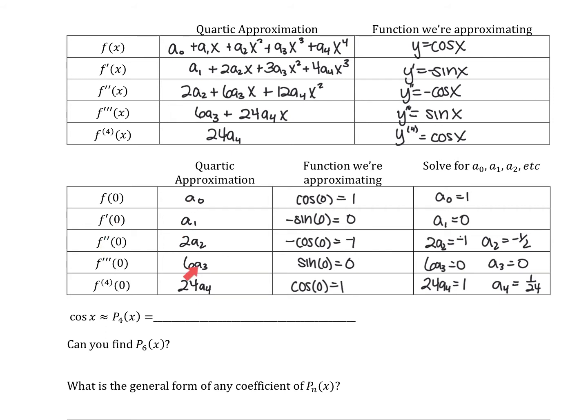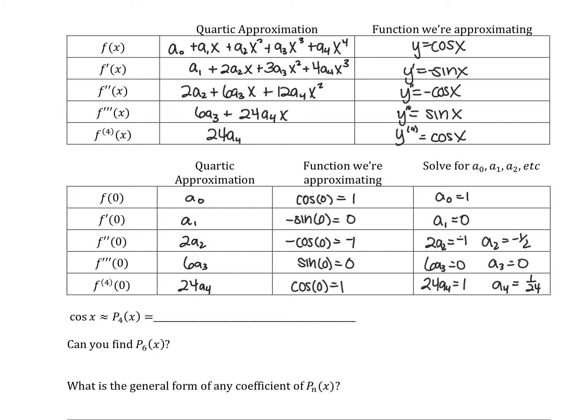And you can see the pattern that's happening here. All those x terms go away. And the function we're approximating from above would be the cosine of 0, which is 1, negative sine of 0, 0, negative cosine of 0 is negative 1, sine of 0, 0, cosine of 0 is 1. And then if we solve using a system of equations, a sub 0 equals 1, a sub 1 would be 0, 2a sub 2 would be negative 1, which means a sub 2 would be negative 1/2, 6a sub 3 would be 0, 24a sub 4 would be 1, so a sub 4 would be 1/24.